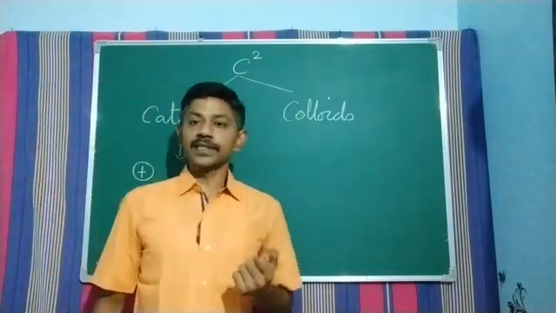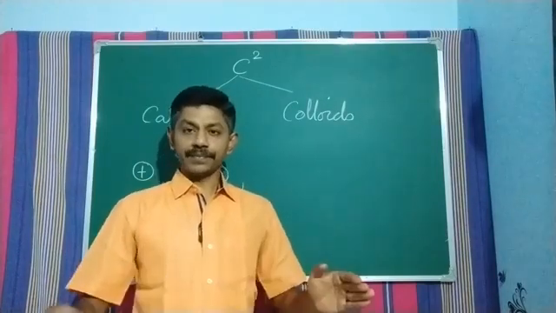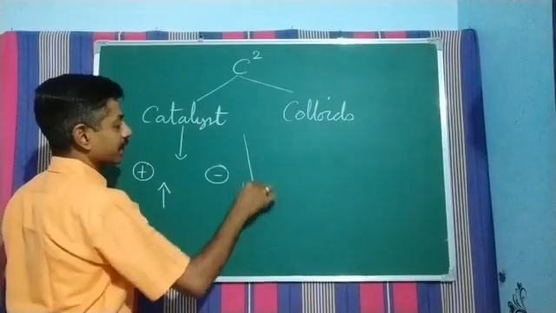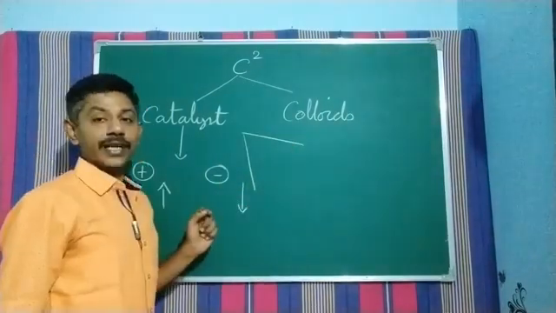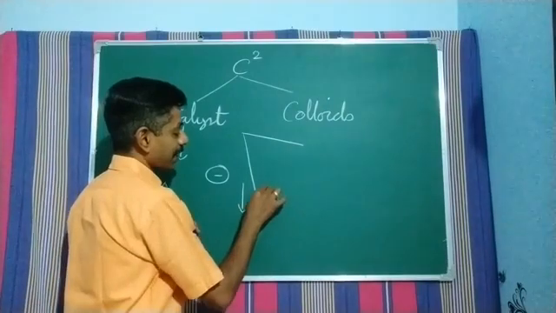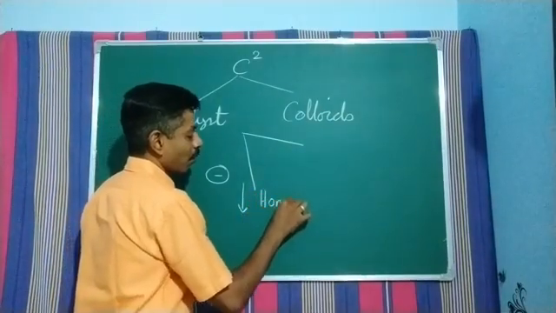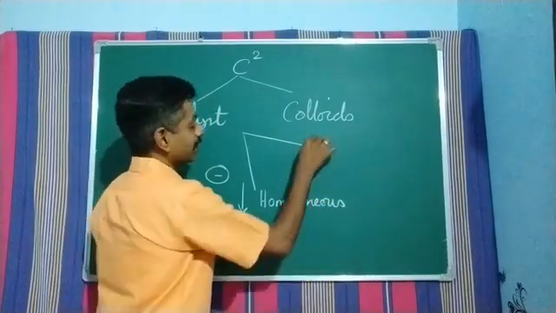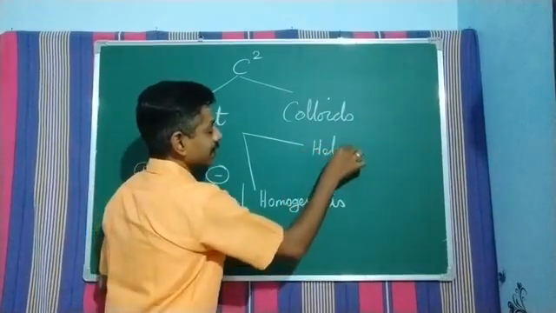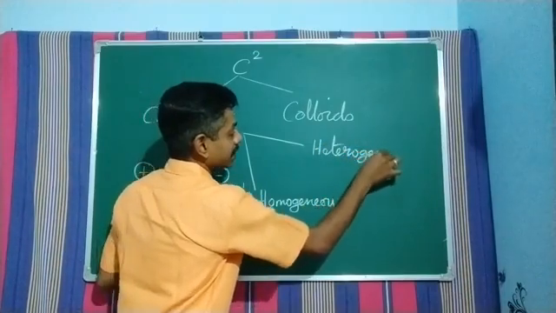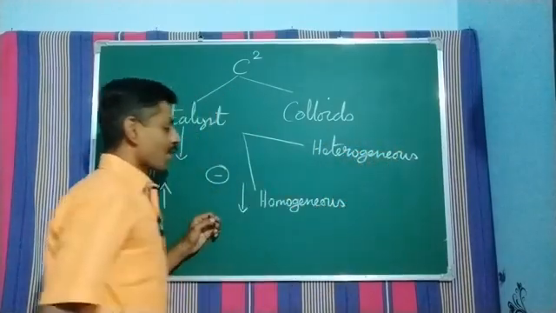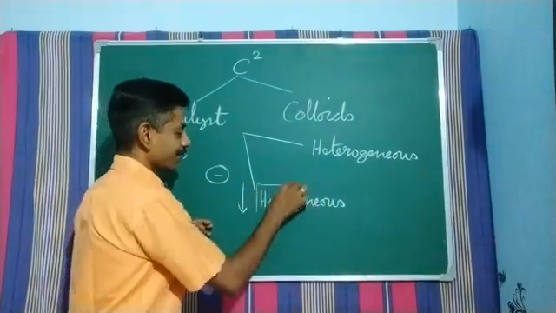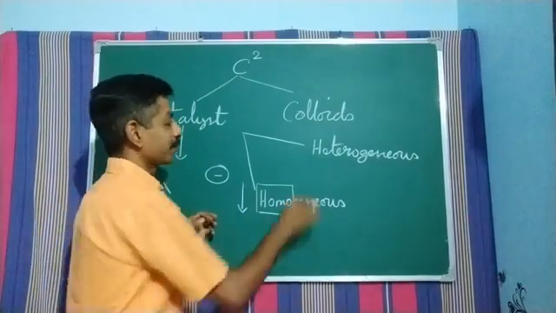Now it's time to learn about the types of catalysis reactions. The catalytic reactions can be classified into two major types. The first type is homogeneous catalysis reactions, and the second type is heterogeneous catalysis reactions. What are homogeneous catalysis reactions? I think, boys, from the name you can understand the meaning.